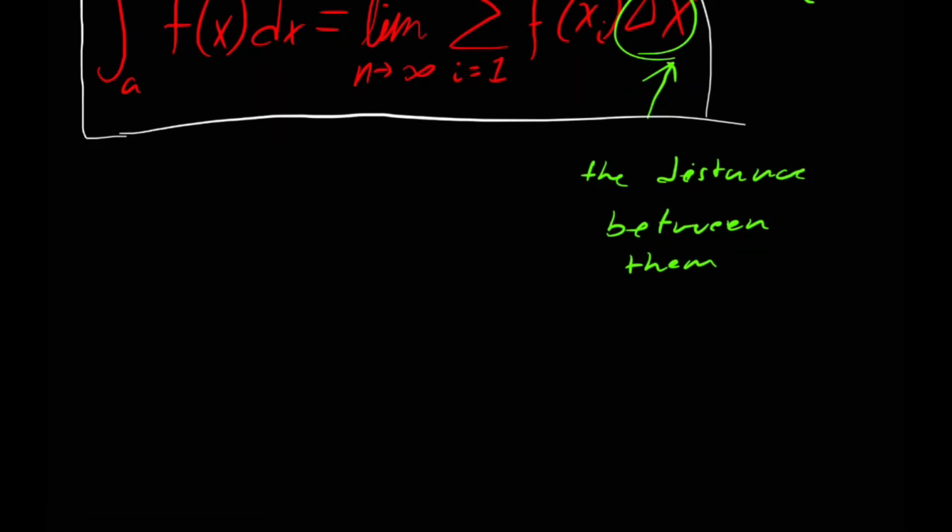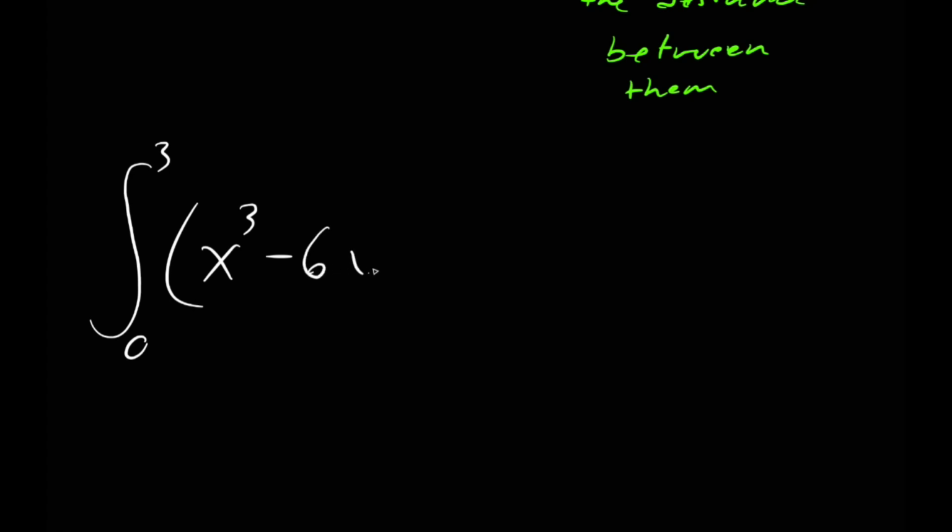And actually, I'm going to go ahead and write out the formula that we're going to be integrating. We're going to integrate from 0 to 3 of x cubed minus 6x dx. All right? And we'll do that in the next video.